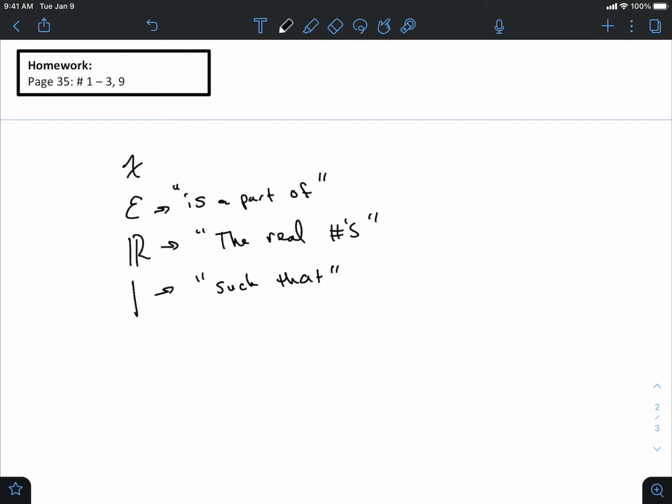x is a part of the real numbers such that, here's my lower boundary, greater than or equal to the lower boundary, less than or equal to the upper boundary. Does that make sense? That's what I'm reading when I look at what I wrote down there, in terms of a sentence. All right, so what I'm going to do now, are we copying that? Almost done? We'll go back and look at that quadratic, that parabola, and we'll try to come up with the domain and range that represents that particular graph.